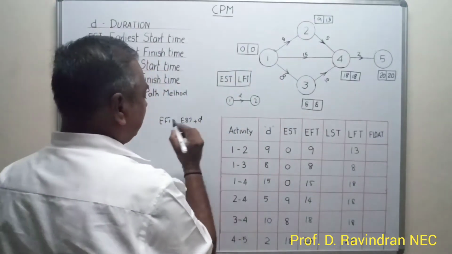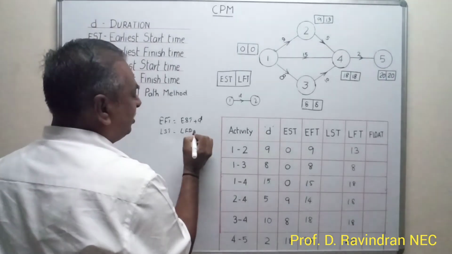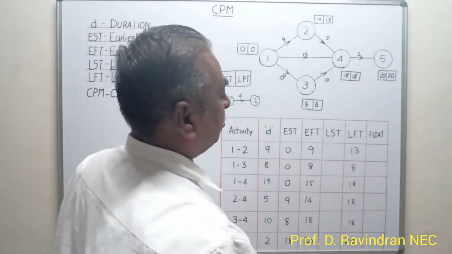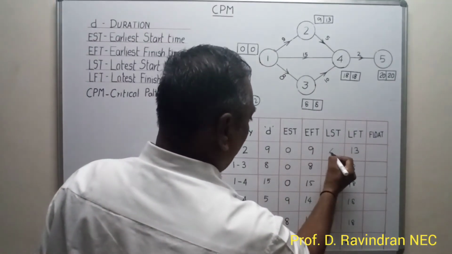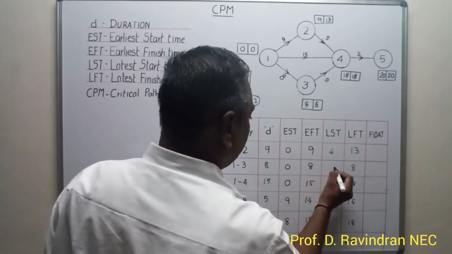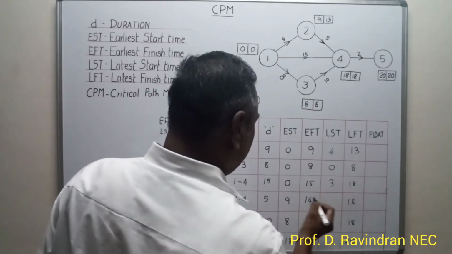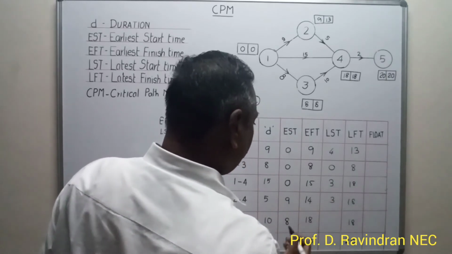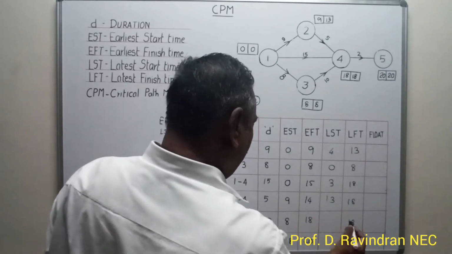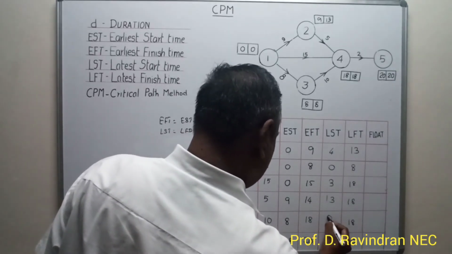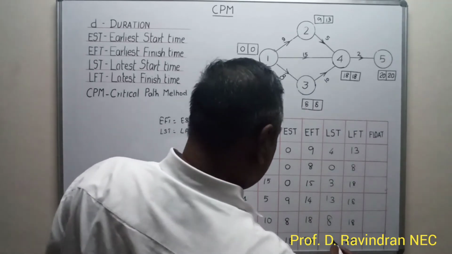Similarly, if you want the latest starting time, it will be the latest finishing time minus activity duration. Activity duration is 9, 13 minus 9 is 4, 8 minus 8 is 0, 18 minus 15 is 3, 18 minus 5 is 13, and 18 minus 10 is 8, 20 minus 2 is 18.